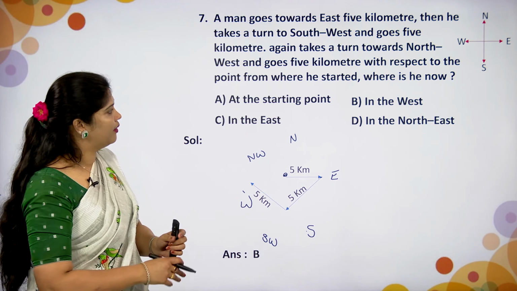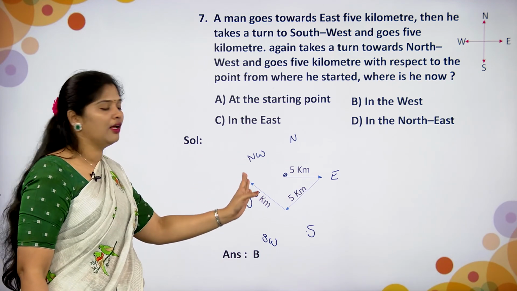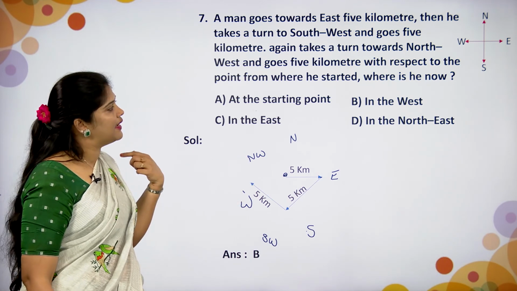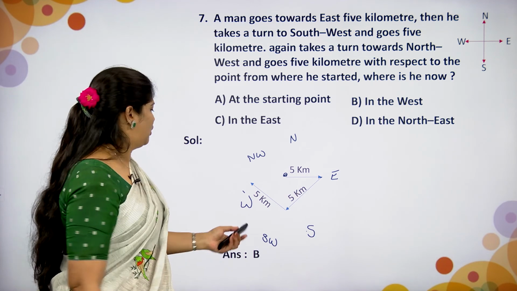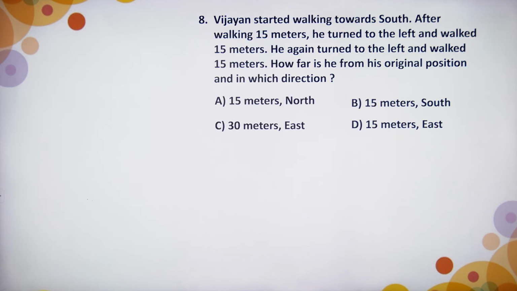He is in the west because he travelled northwest. So that man is in west direction. Okay, option B is the correct answer, in the west, because he travelled northwest. Note it, children. Next question.